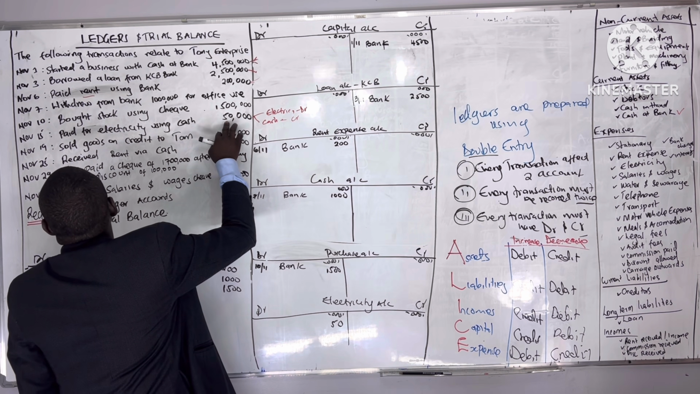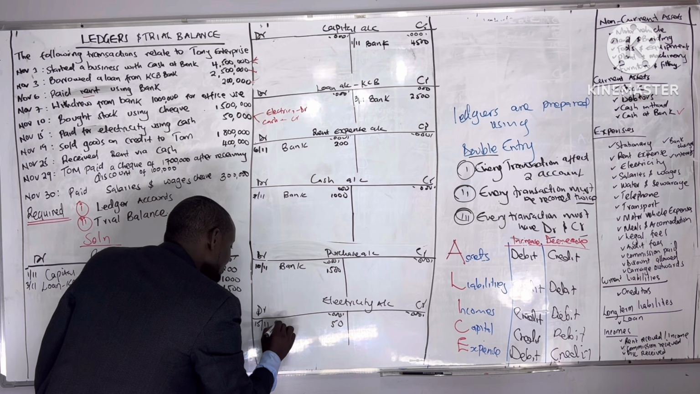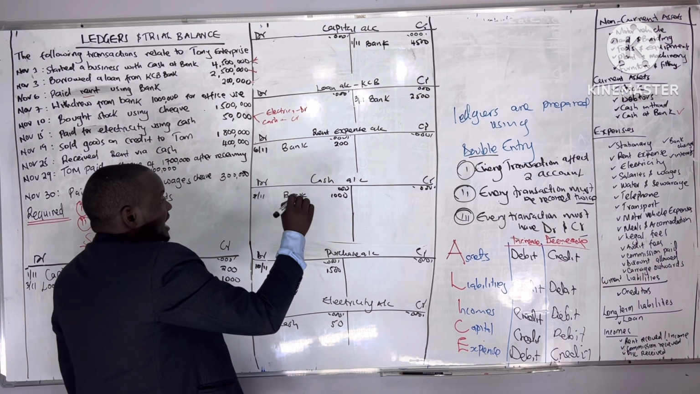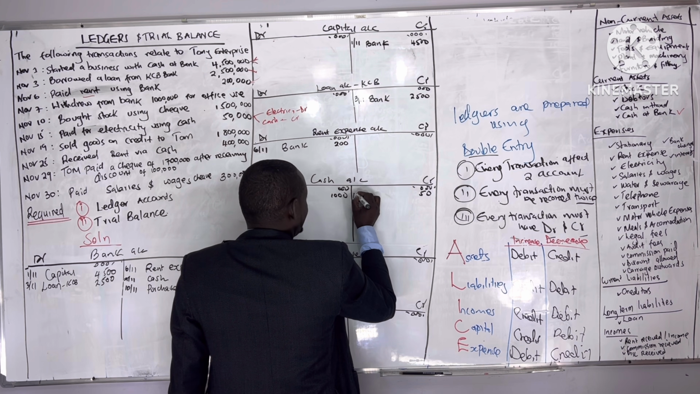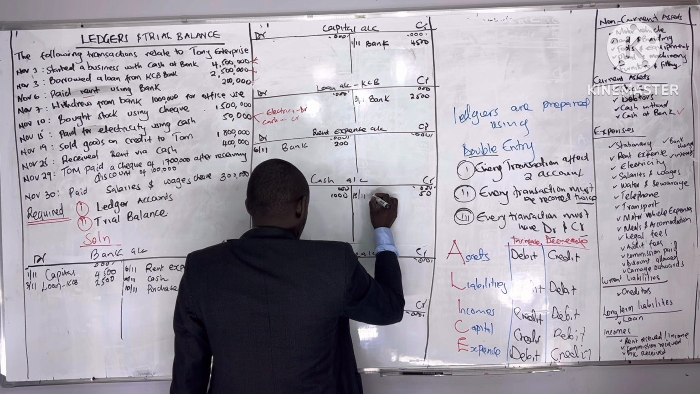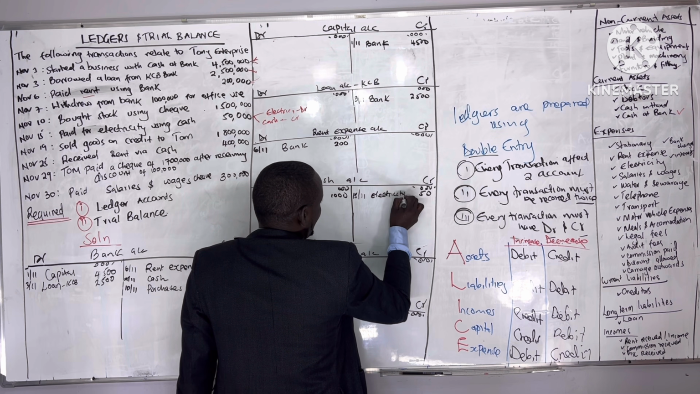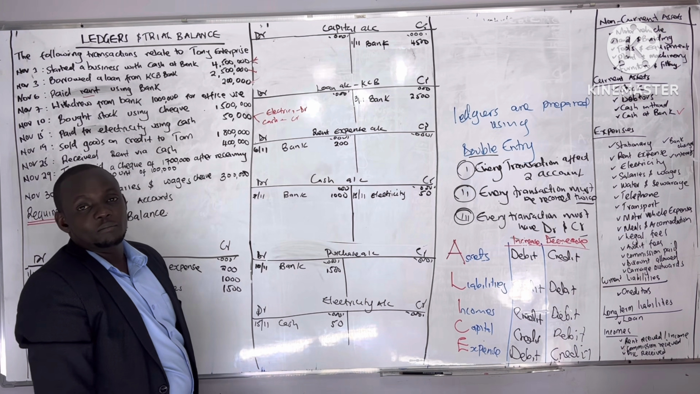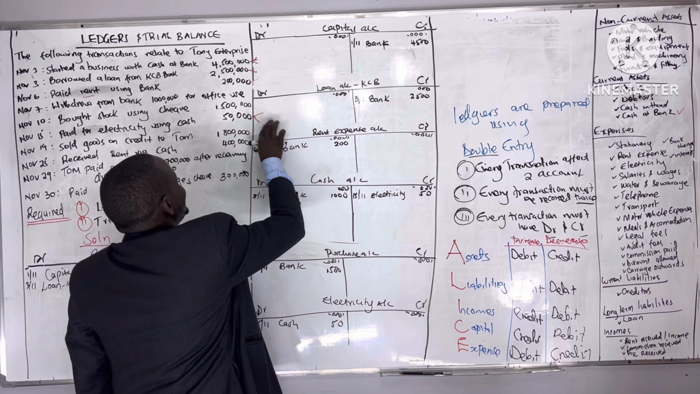The date is November 15th. This was paid using what? Cash. I go to the cash account and also post 50. So I say 15th of November, we paid for electricity. So that is done. We go to the next one.